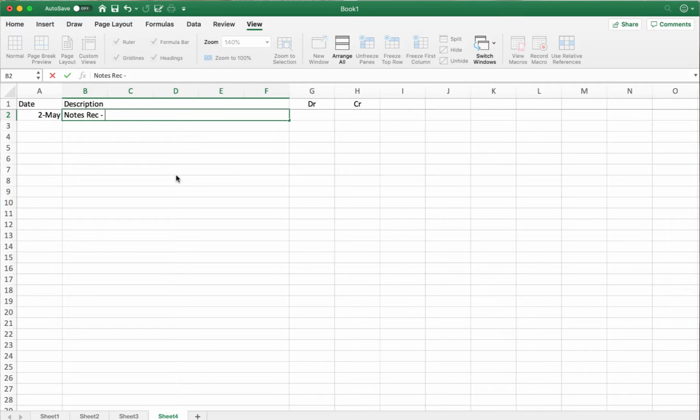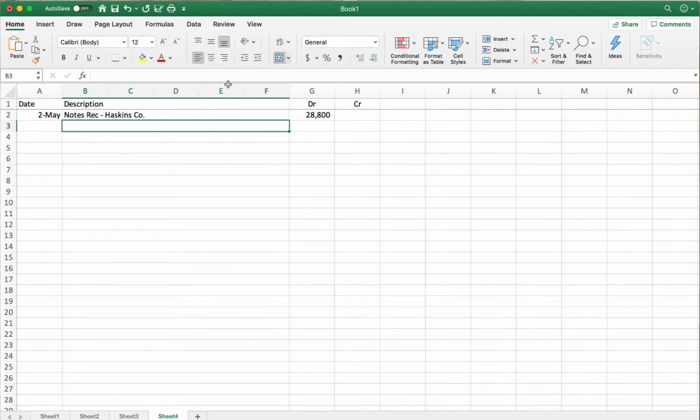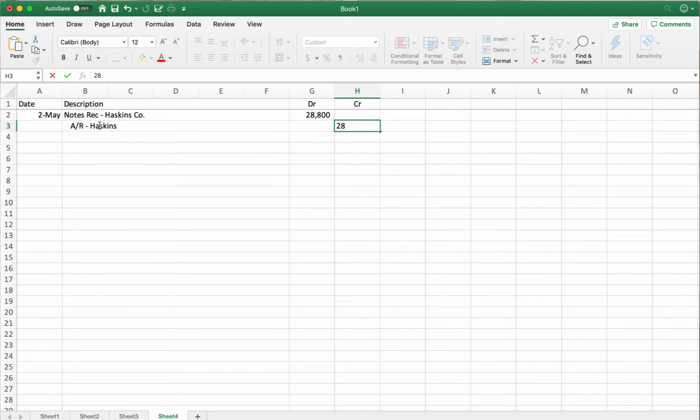for Hawkins Company in the amount of $28,800. We're going to credit accounts receivable, Hawkins, for the same amount, $28,800. So basically what happened was somebody owed us money.